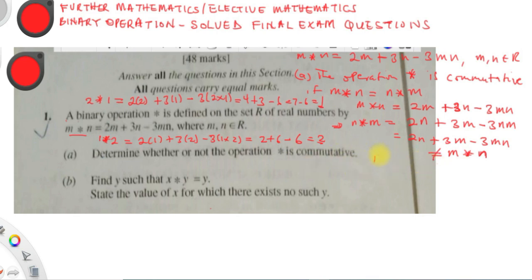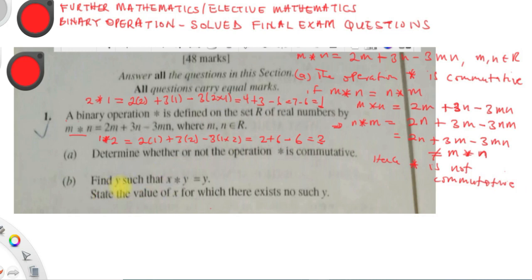Hence, the operation star is not commutative. That's interesting. You have to understand, you know. Whenever you have coefficients in front of the numbers or the variables, then you have to open your eyes. So don't get confused.